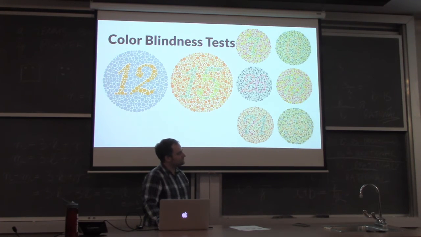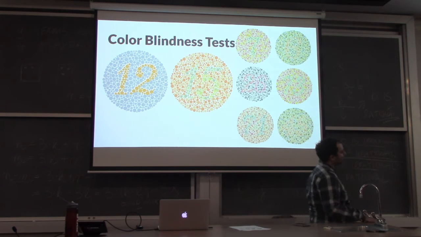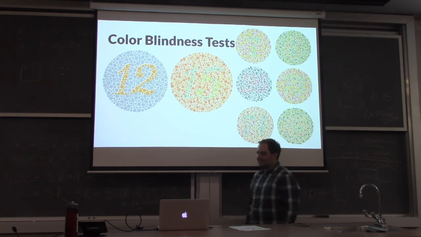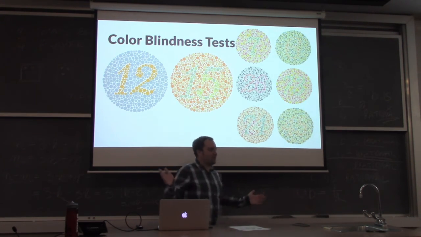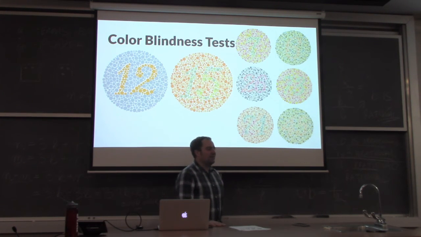Because I can see the 73, but it took me a minute to decide that it wasn't 23, whereas the 12 is obvious to me. There's quite a lot, like there's a long spectrum. So you can be completely colorblind, or you can have a slight weakness.